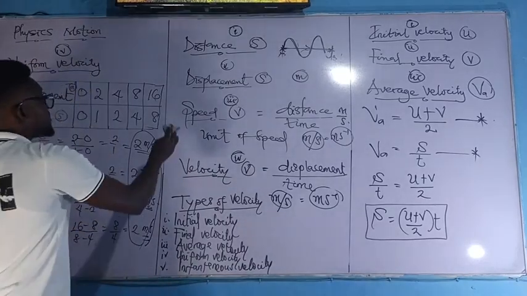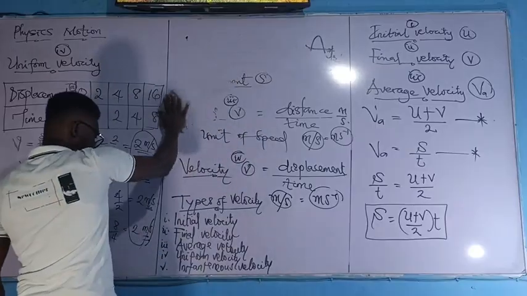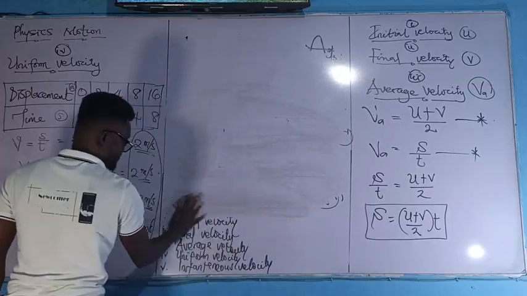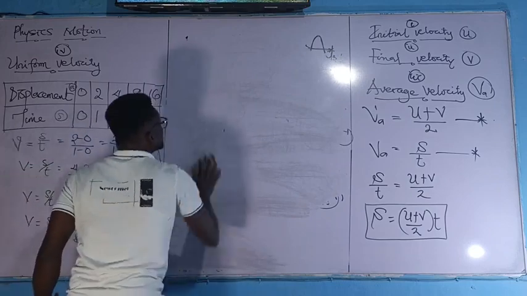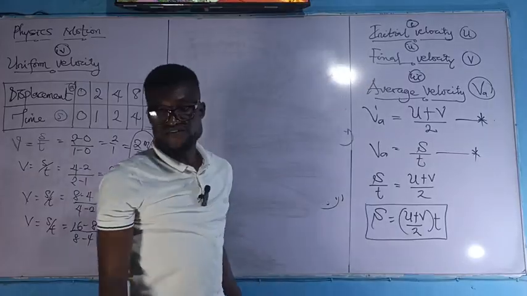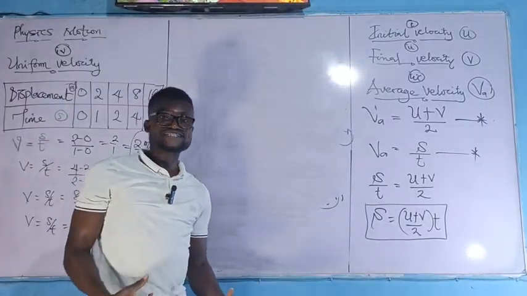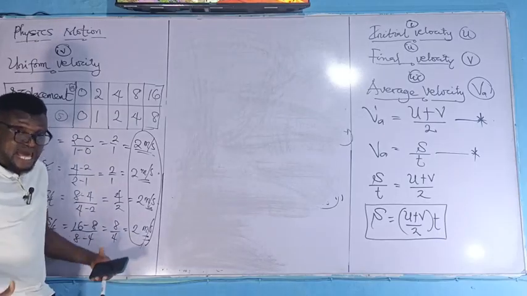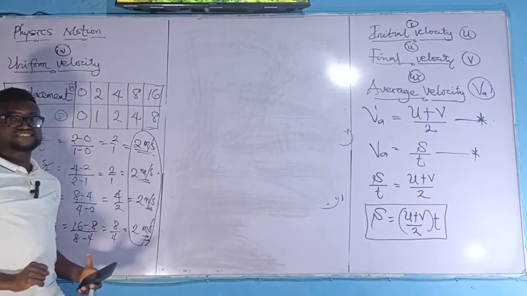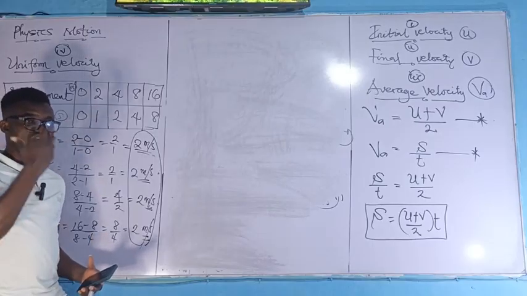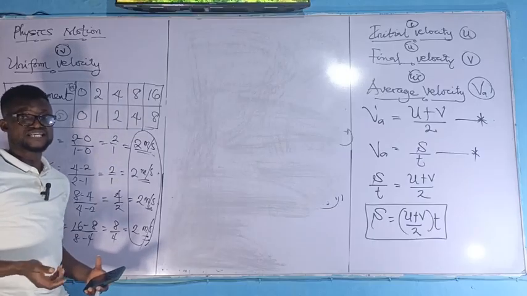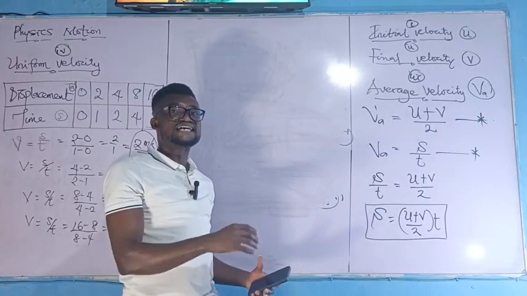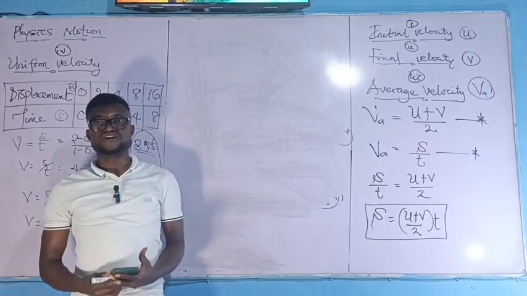Then another type of velocity we have is instantaneous velocity. So the instantaneous velocity is nothing but what? The velocity at a particular instant in time. Hence, the velocity at a particular point is said to be what? Instantaneous velocity. So if a body moves from one point to another, at that particular point you want to refer to, the velocity at that very point is said to be instantaneous velocity.